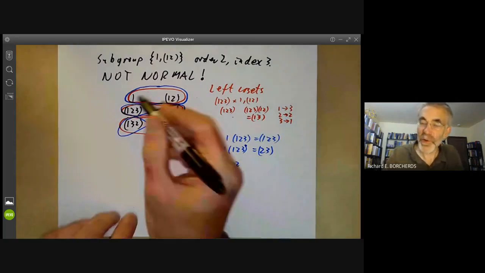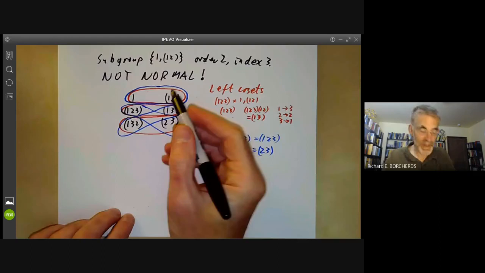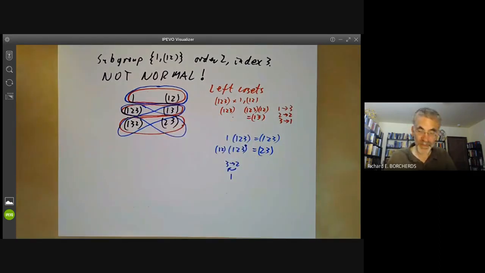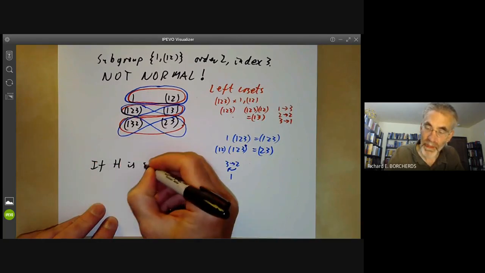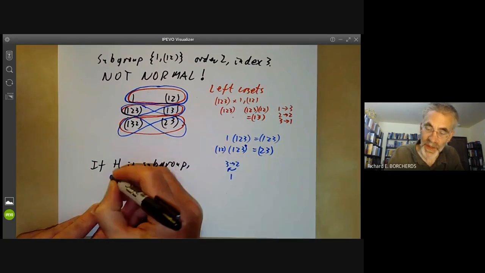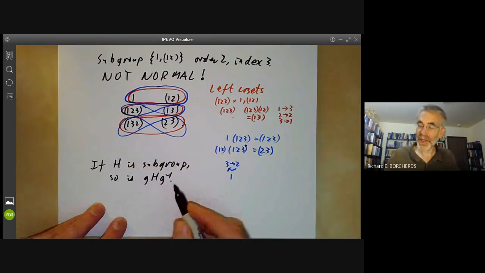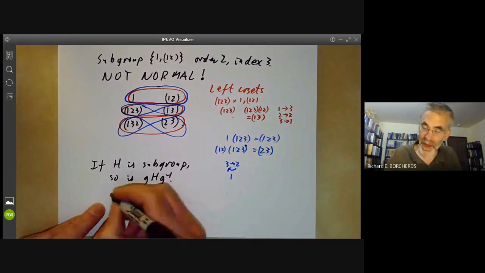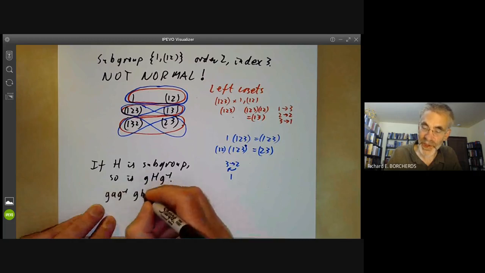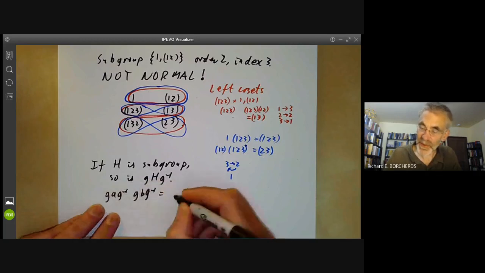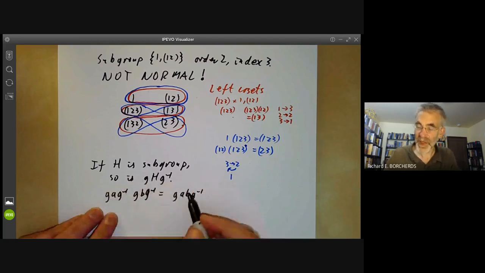Well, that's one group. What about the other groups? Well, we don't really need to do the other ones because if H is a subgroup, so is gHg^-1. And we can easily check this. We can just check it's closed. So if we've got some element gag^-1, and we multiply it by gbg^-1, this is just equal to gabg^-1. So it's closed under multiplication.